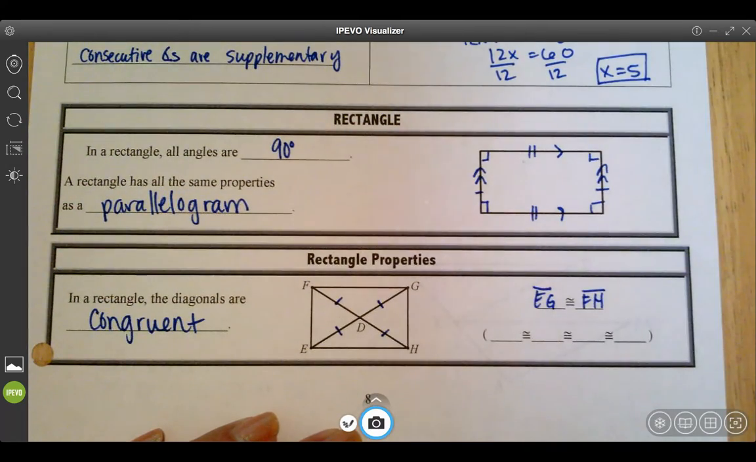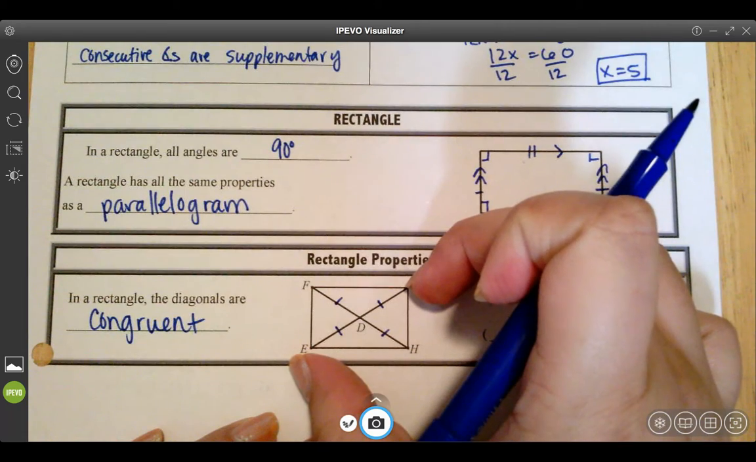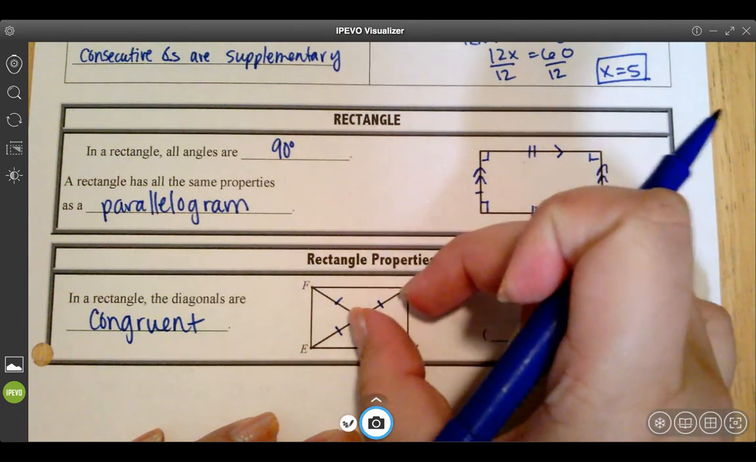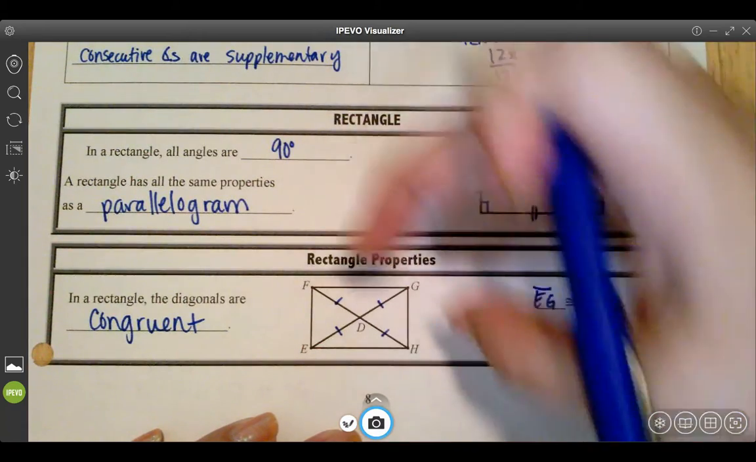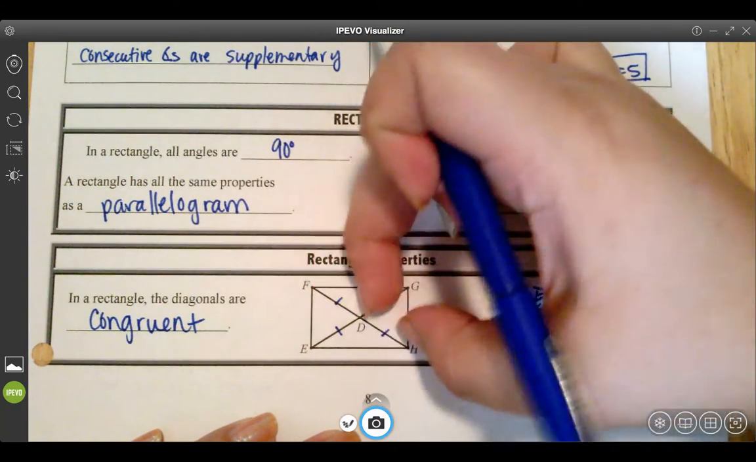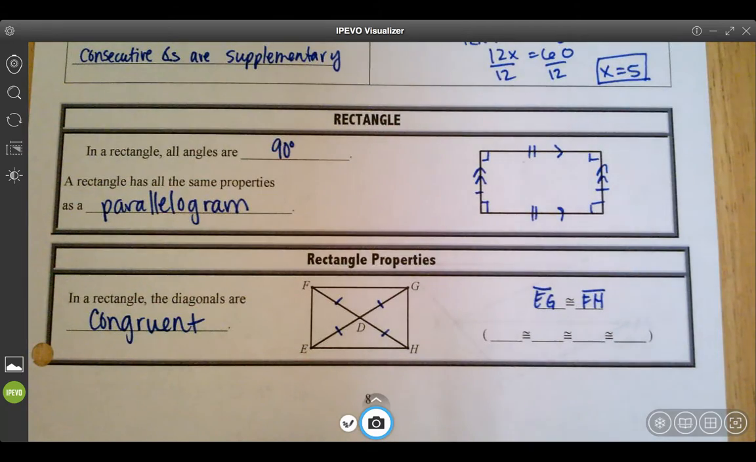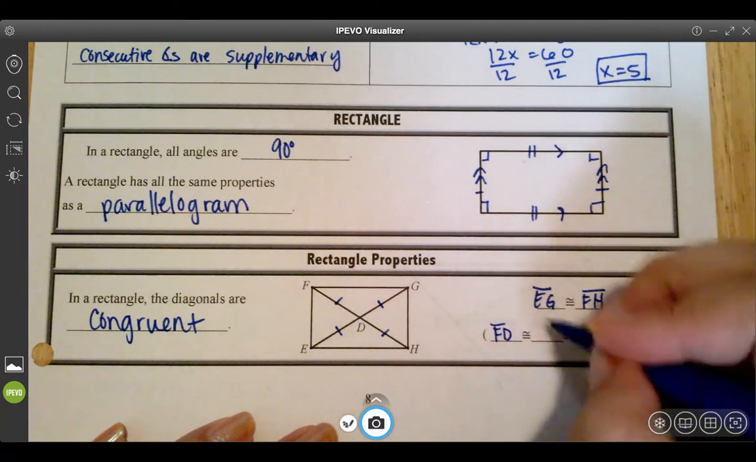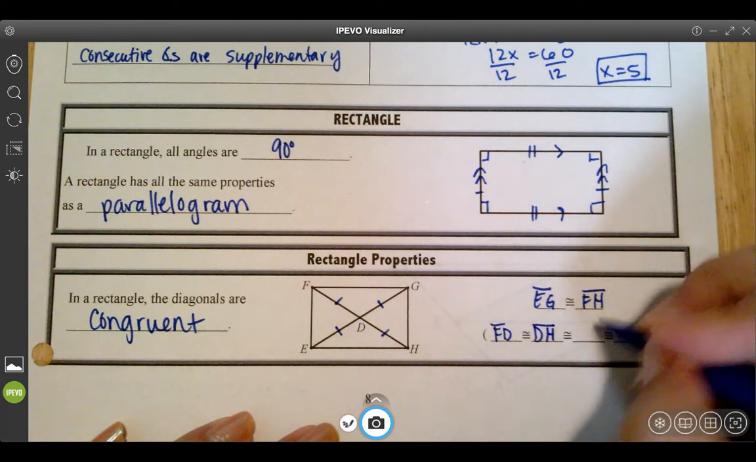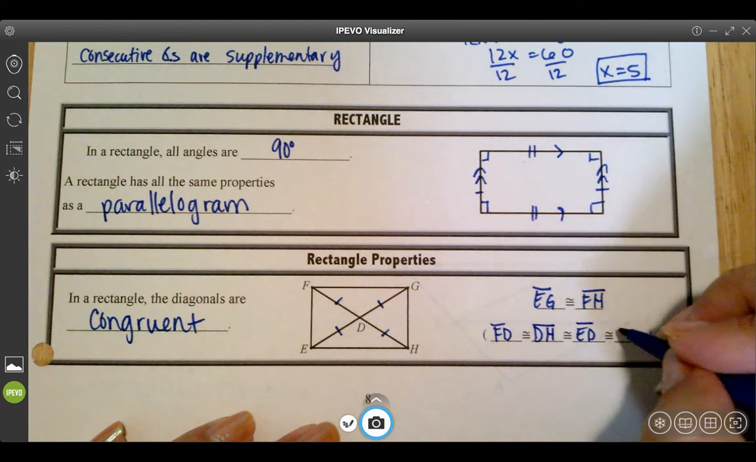Okay, so think about if this diagonal length was 4, then each bisected segment would be 2 and 2. And if this is also 4, then it would be 2 and 2. So half of two congruent diagonals will still be congruent. So that's FD, DH, ED, DG.